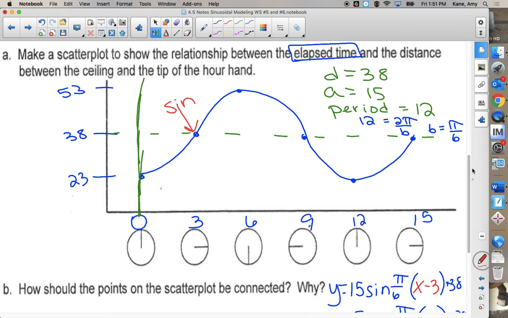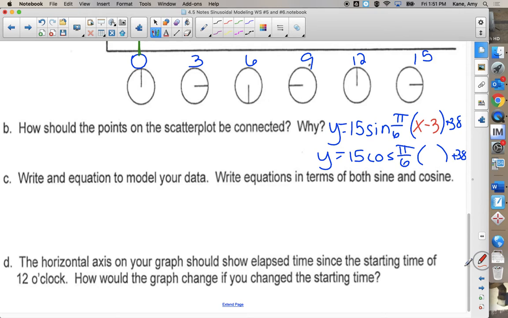You could use 0 and make it a negative 15. So if you started at 0, you would make it negative 15. Because it's starting down. So remember, a normal cosine graph starts up high. But if it starts at the lowest point, then you would make it a negative 15.